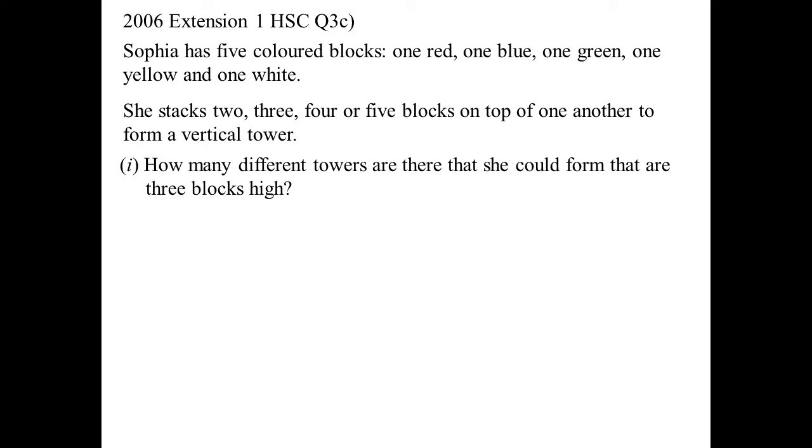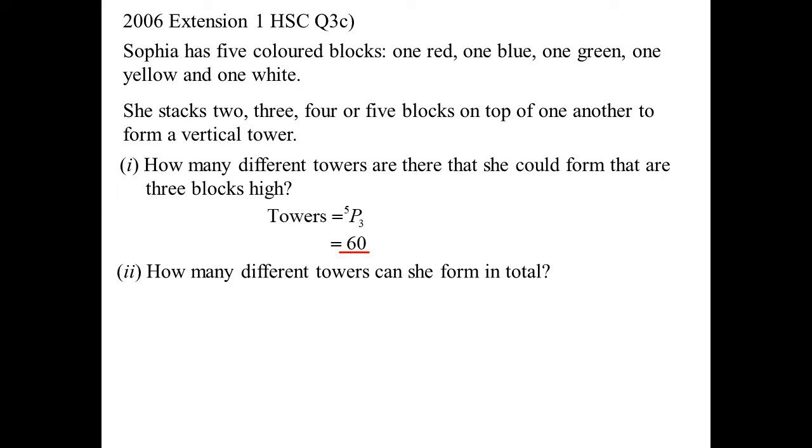The colours are important because it means the actual order of placing the blocks is important, because we'll get different towers depending on how we arrange the different colours. So 5P3: 5 blocks to choose from, and I'm going to get 3 of them. So 5P3, there are 60 towers we could make.